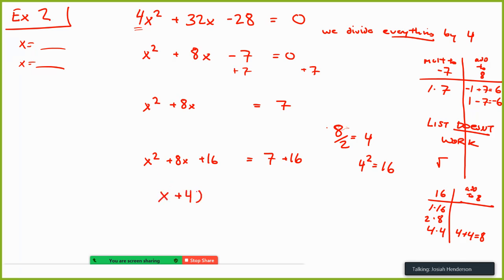X plus 4 squared equals, what's 7 plus 16? 23, I think. 23 equals 23.